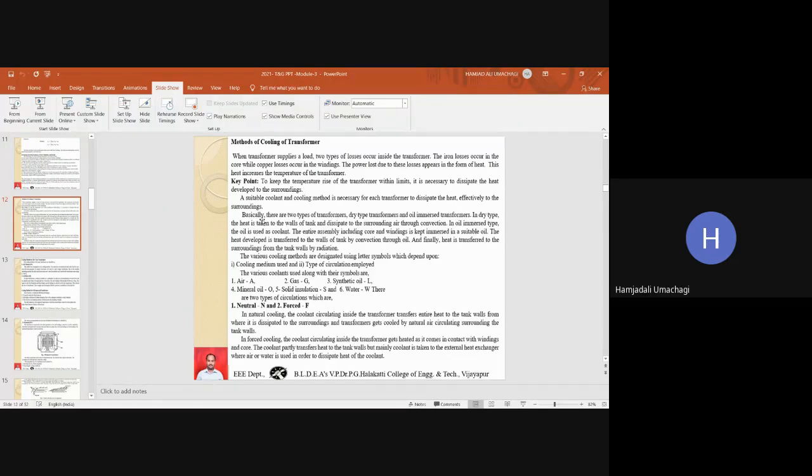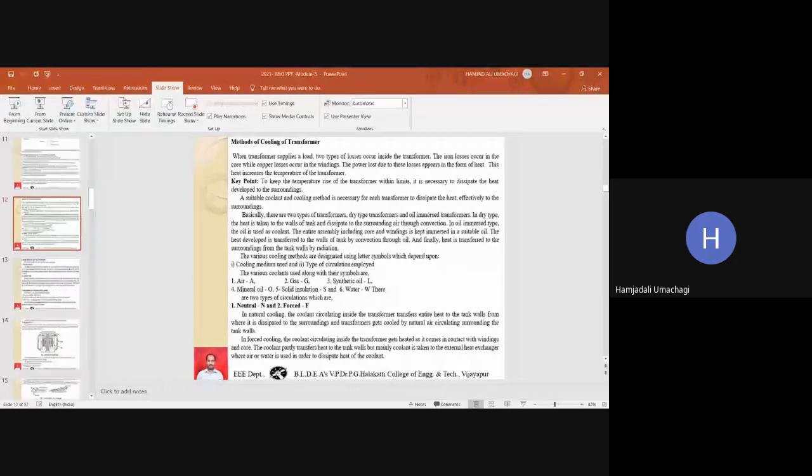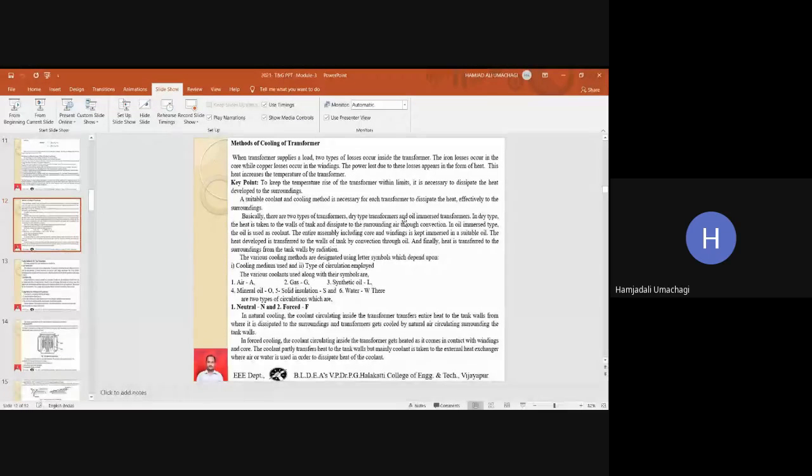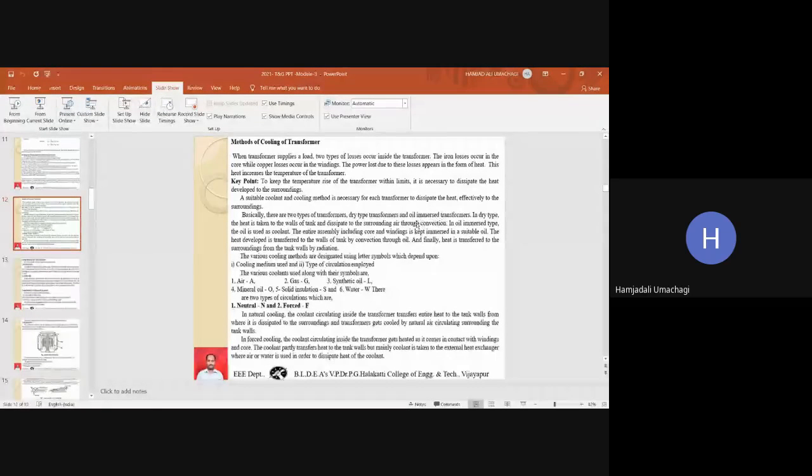Basically there are two types of transformers: dry type transformers and oil immersed transformers. So usually if you look at the operation of different types of transformers, they will be categorized into two categories, that is dry type transformer and oil immersed transformer.